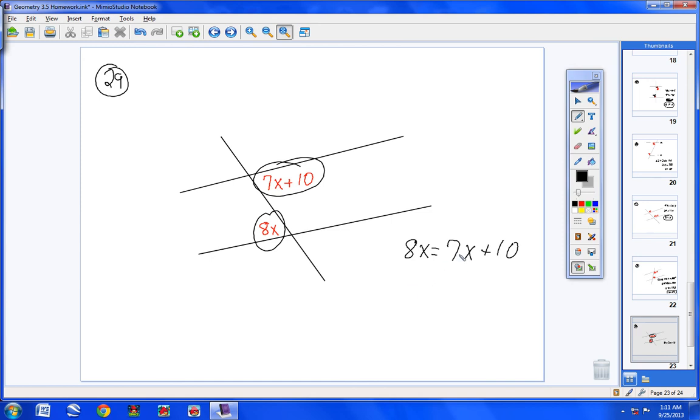Now, I'm going to bring this 7x over and make it a negative 7x. So 8x minus 7x is 1x, or just x. So 1x equals 10. And now divide both sides by 1, and x still equals 10 for number 29.